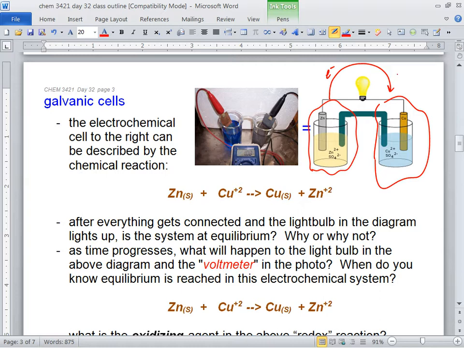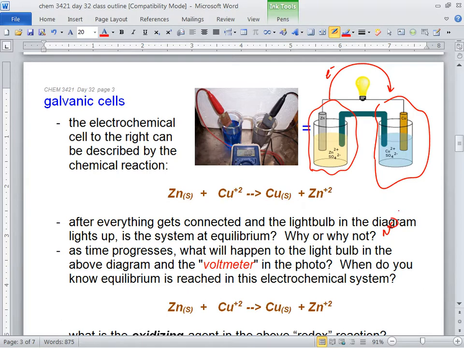Okay, so this thing is built. After everything gets connected, and the light bulb lights up, bing, is it at equilibrium? Ida, are we at equilibrium? The little light lights up. You almost have to read on in order to answer the question, because then it says, as time progresses, what happens to the light bulb? It's going to fade out. You know energy doesn't last forever. So that means the answer to the first one is no, because it's getting lighter and lighter.